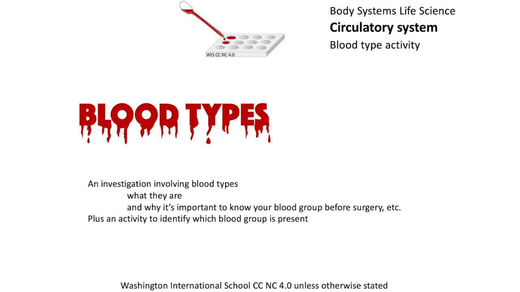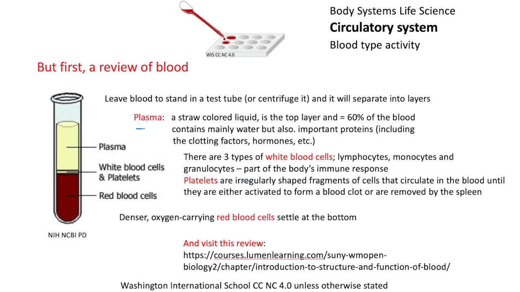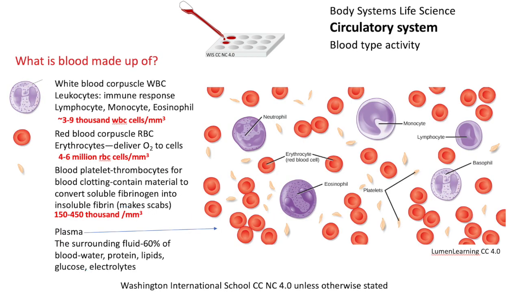So we're going to look at blood types or blood groups, what they are and why it's important to know your blood group before surgery, etc. If you have a sample of blood and you let it settle out or centrifuge it, you'll get 3 layers. The top is plasma, a straw-coloured liquid, about 60% of the blood. A thin layer in between of white blood cells and platelets, and then the bottom, the most dense, the oxygen-carrying red blood cells. And we'll review at the link at the bottom.